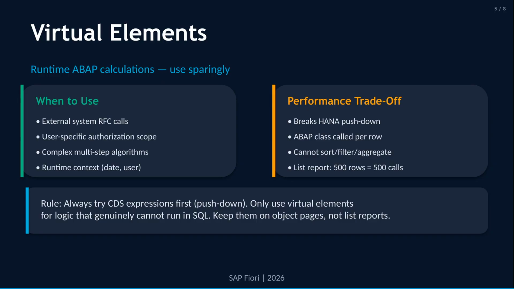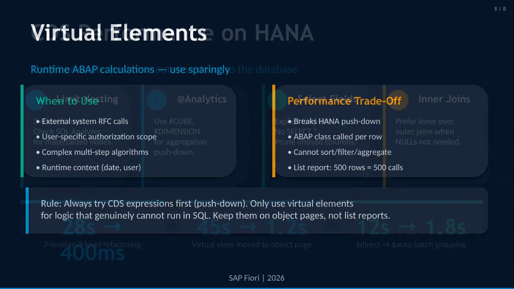The key trade-off? They execute in the ABAP layer, which means they cannot be used in where clauses, aggregations, or sorts at the database level. Use them sparingly, and only for fields that genuinely cannot be calculated in CDS expressions or HANA SQL.